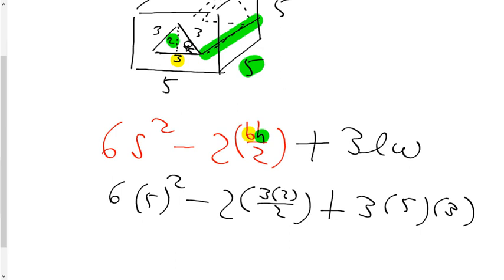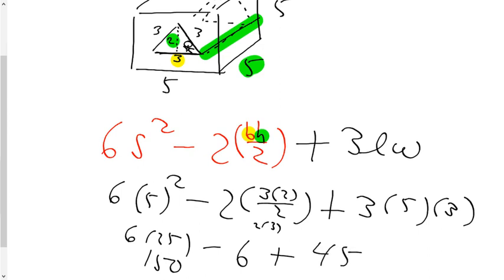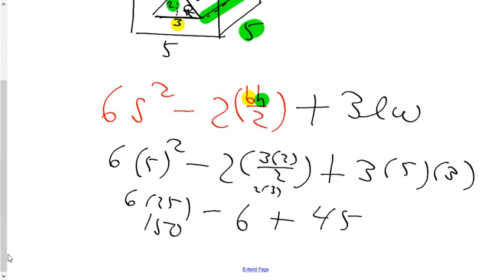Now we just have to use BEDMAS to solve it. Exponents first, so we get 6 times 25, which is 150. Take away 6 divided by 2 is 3, so 2 times 3 is 6, plus 3 times 5 times 3 is 45. Once we do that, we're going to solve that. 195 take away 6 means my final surface area of that particular composite shape is 189 centimeters squared.